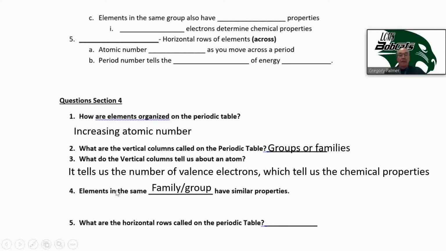which leads us right here to the fourth question. It says elements in the same family or group have similar properties, and they have similar properties because they share that same number of valence electrons with everybody else in the family. And the horizontal rows going across are called periods.